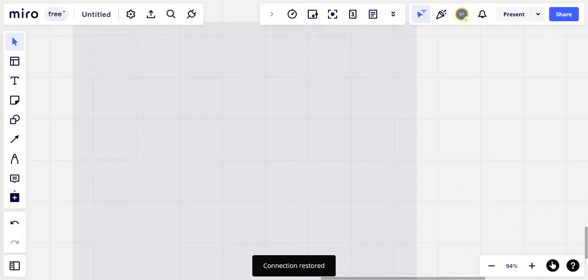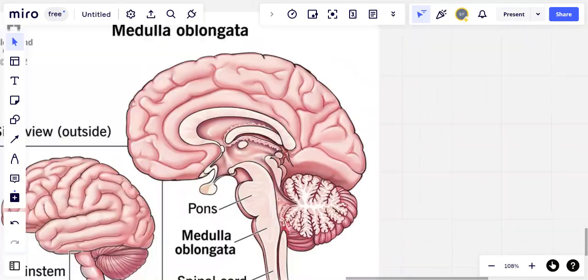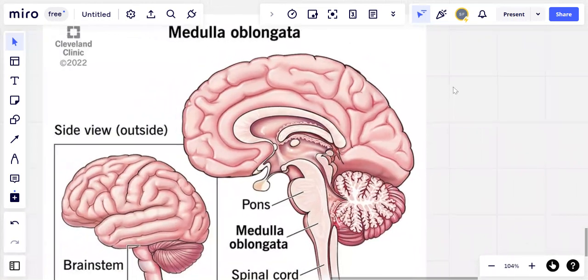So, yep. Oh, what's happening to my image? And yeah, here we're done with the entire anatomy of the brain.